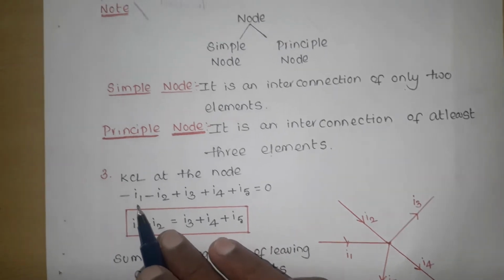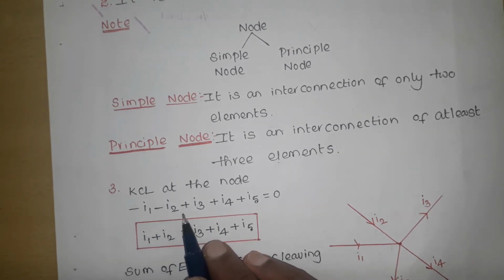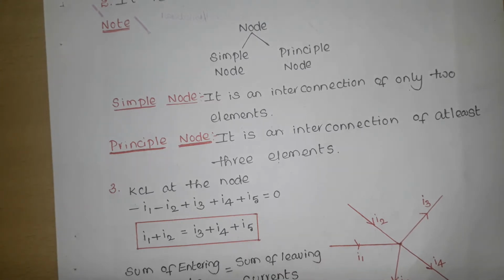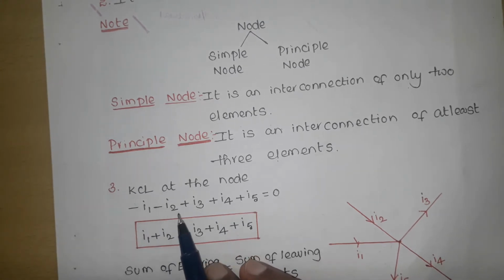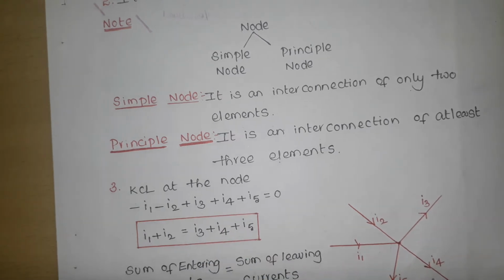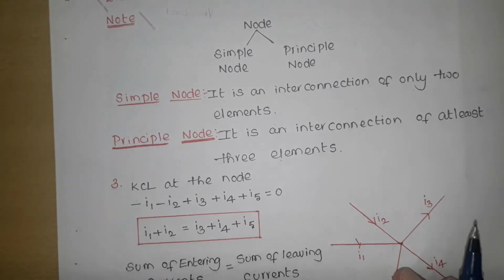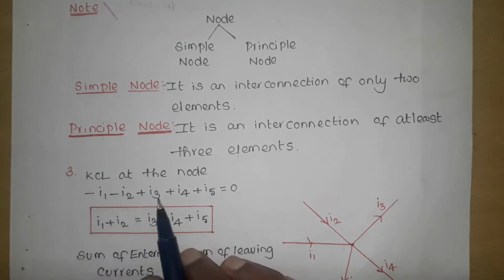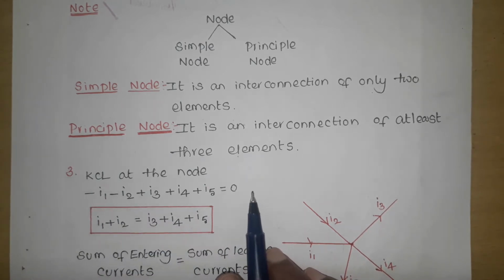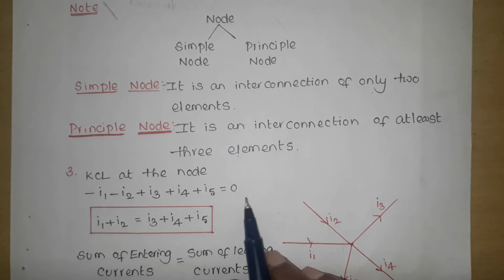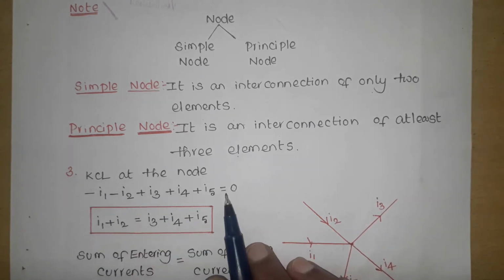So the algebraic sum of leaving currents at any node is zero: minus I1, minus I2, plus I3, because I3 is already leaving, plus I4 plus I5 equals 0. Simply, we can remember this as: for currents coming towards the node take a negative sign, and for currents leaving the node take a positive sign, and equate to 0. So minus I1 minus I2 plus I3 plus I4 plus I5 is 0.